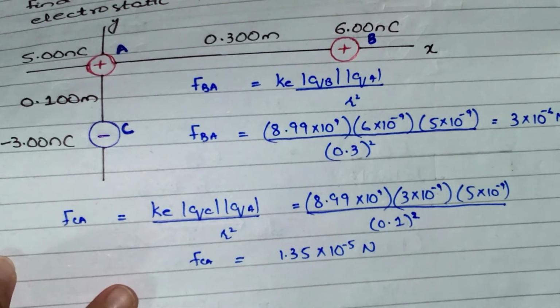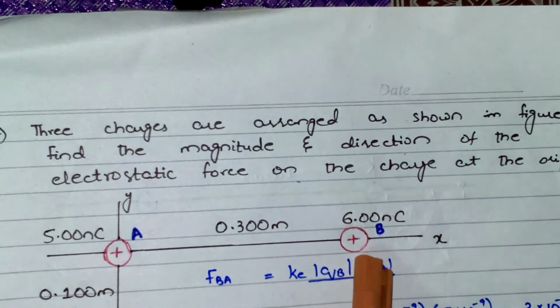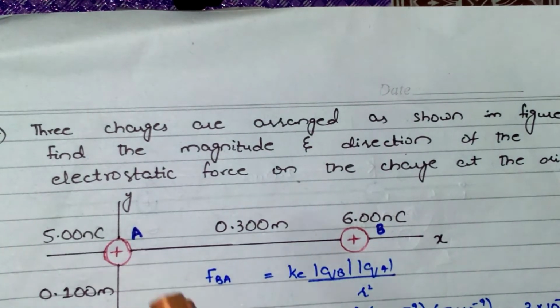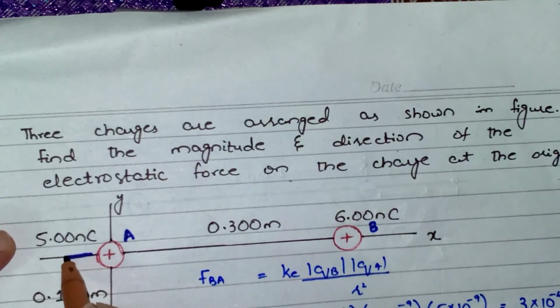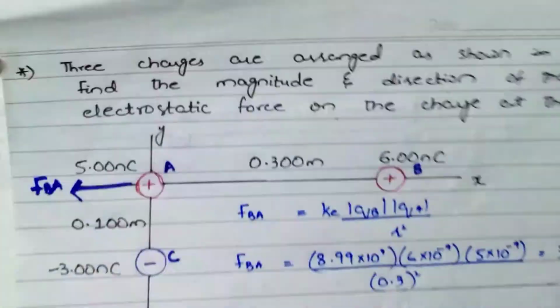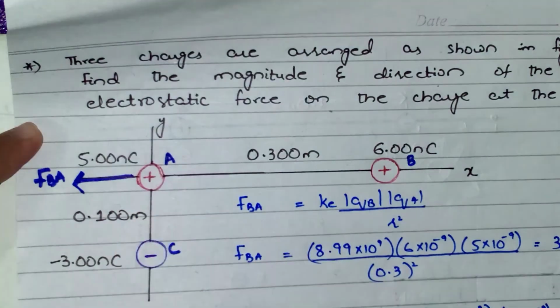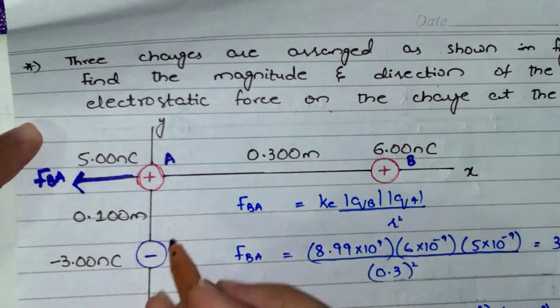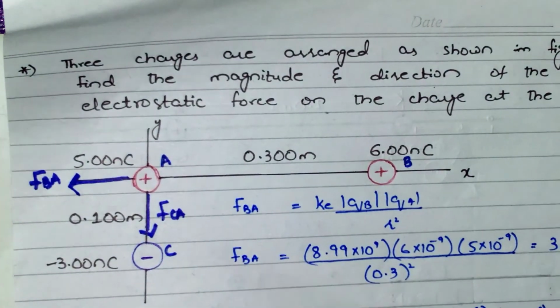Now the next task is to find out the direction of these two forces. For that, we need to focus on this diagram. See, charge B is positive, and charge A is also positive. So charge B will push charge A away from it. So the direction will be like this. This is my force FBA. Whereas charge C is negative and charge A is positive, so charge C will attract charge A towards itself. So the direction of force FCA will be like this. So these are the two forces.